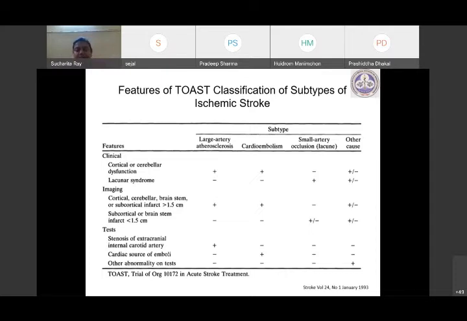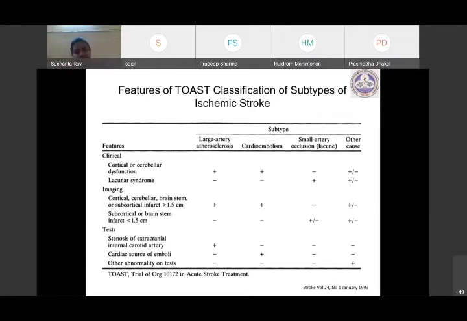So if you have clinical features of stroke, but you're finding a normal CT scan, in that condition, it can very well be a small artery occlusion or a lacunar infarct. So usually seen in diabetics or hypertensives of long duration. Sometimes even the MRI does not pick up.